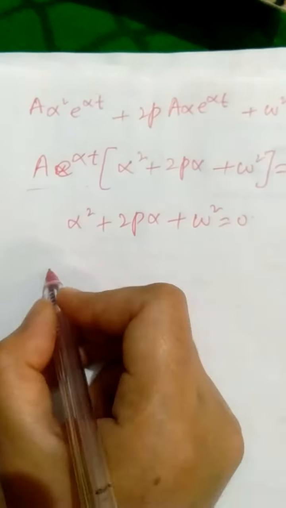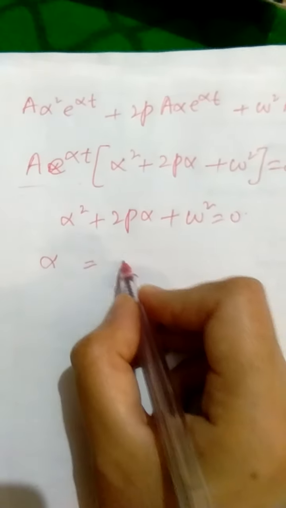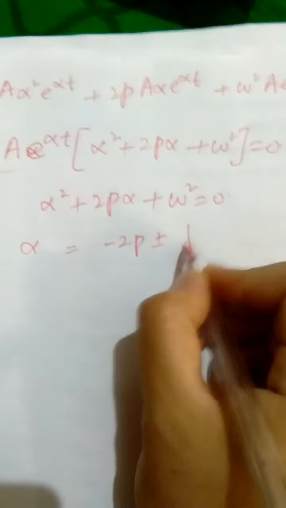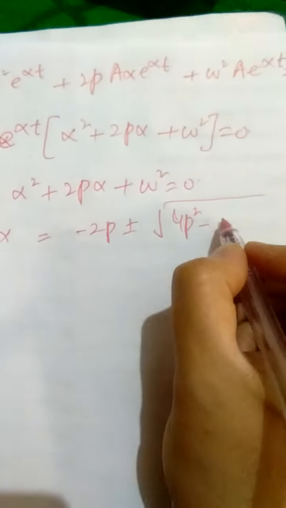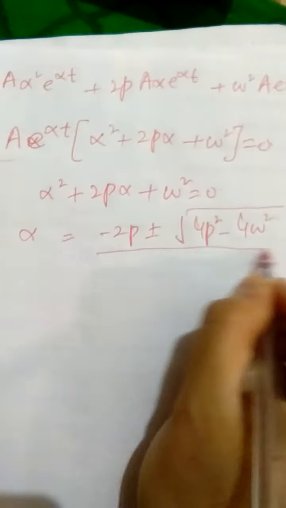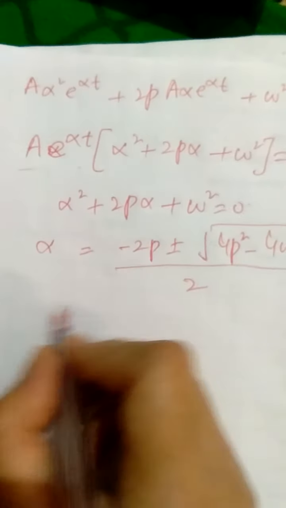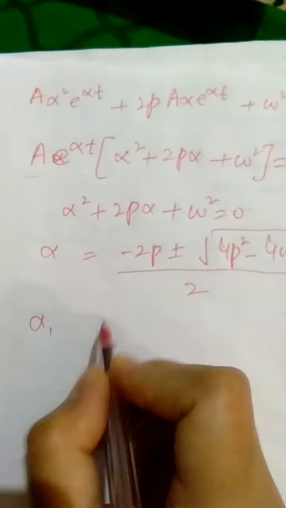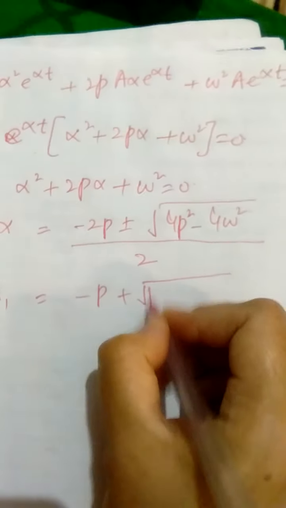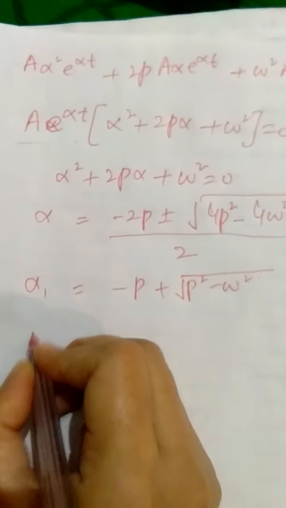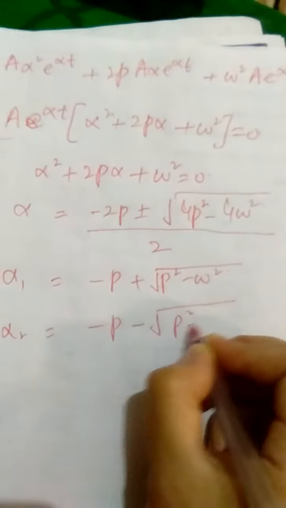So its roots will be given by alpha is equal to minus b plus minus square root of b square minus 4ac, by 2a. That is minus 2p plus minus square root of 4p square minus 4 omega square, by 2a. What is a? 1. So with this 2 we can divide throughout. So the two roots are alpha 1 is equal to minus p plus square root of p square minus omega square, and alpha 2 is equal to minus p minus square root of p square minus omega square.